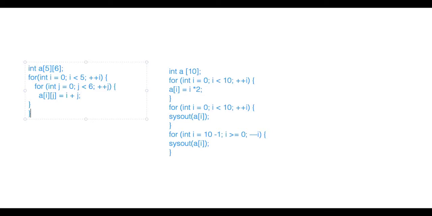If we have to print, we will just do sys out, right? The complexity here will be O of n square, or we can say O of n into m, because this is n and this is m. Why O of n into m? Because for each i, we are going through complete m. So it's not O of n plus m, it's O of n into m. So that's all about the theoretical aspect of the array.